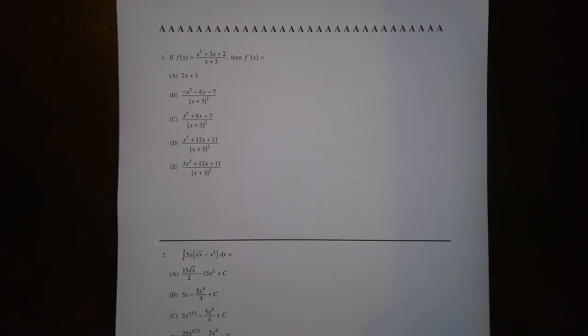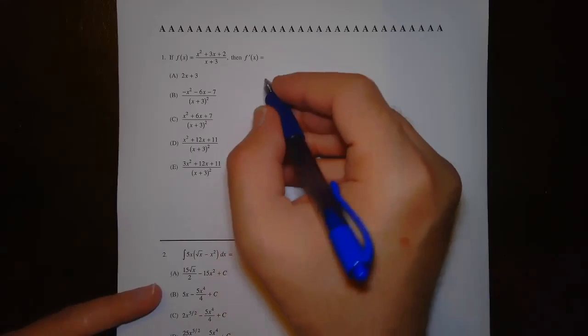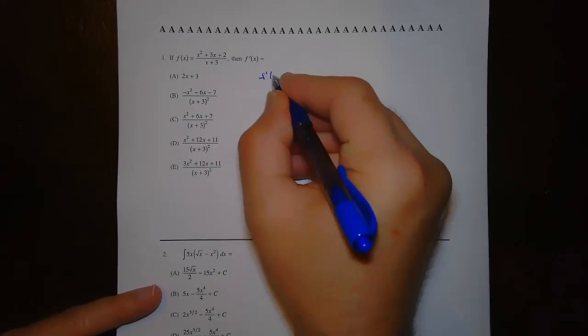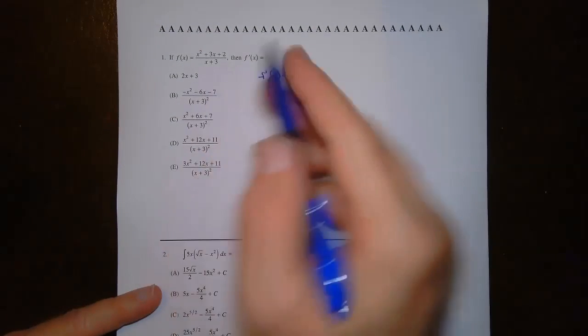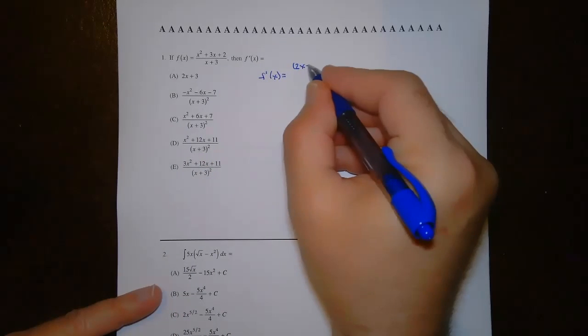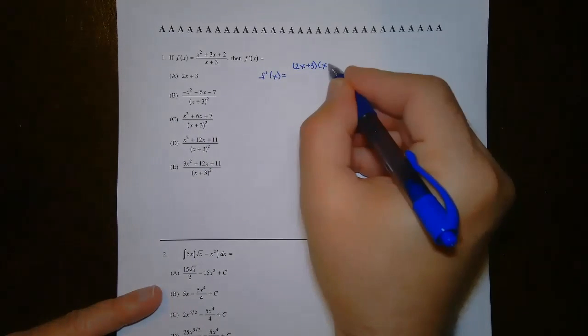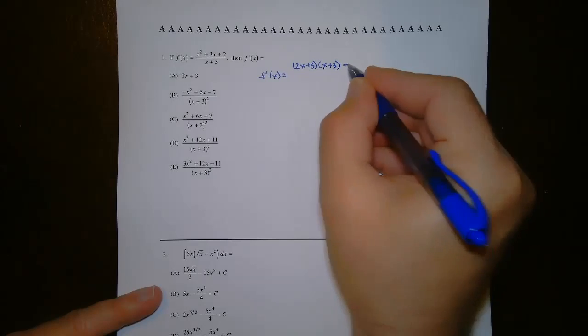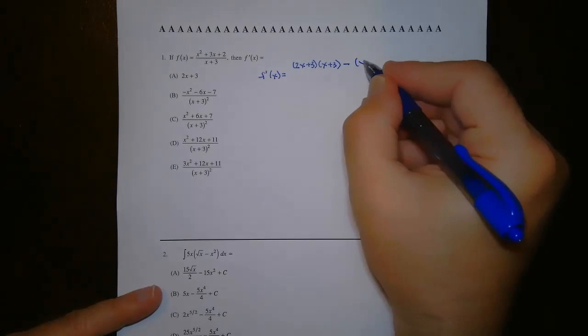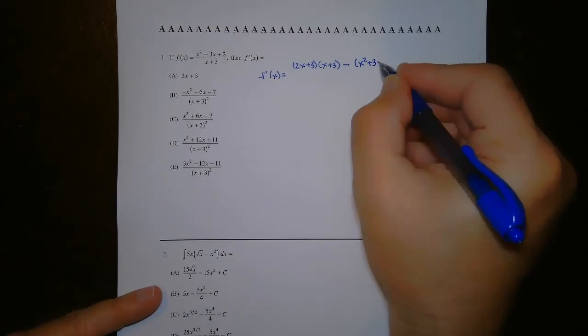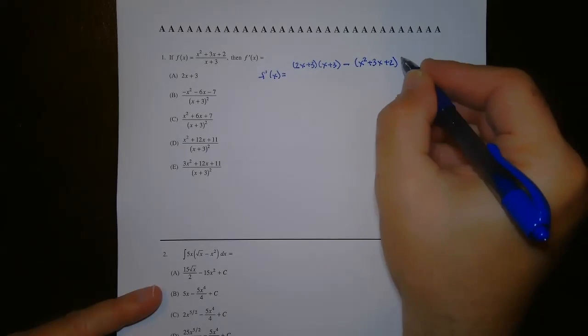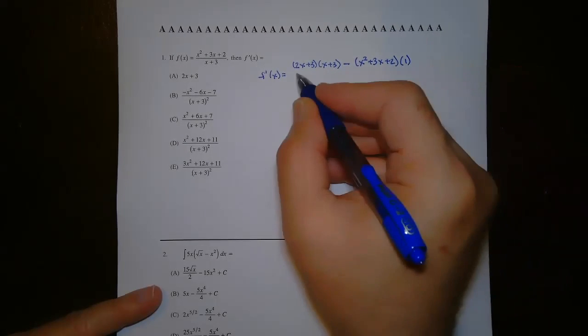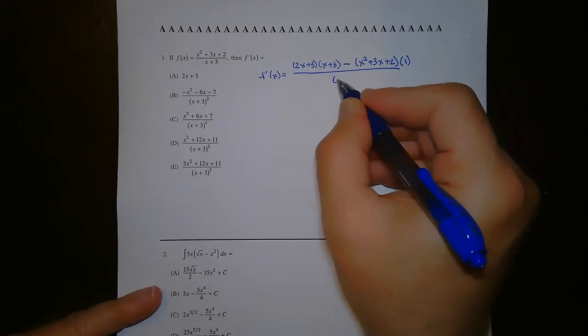For problem number one, f of x is x squared plus 3x plus 2 over x plus 3. Find f prime of x. We should be looking at the quotient rule. So f prime of x equals the derivative of the top, 2x plus 3, times the bottom, x plus 3, minus the top, x squared plus 3x plus 2, times the derivative of the bottom, which is 1, all over the denominator squared.